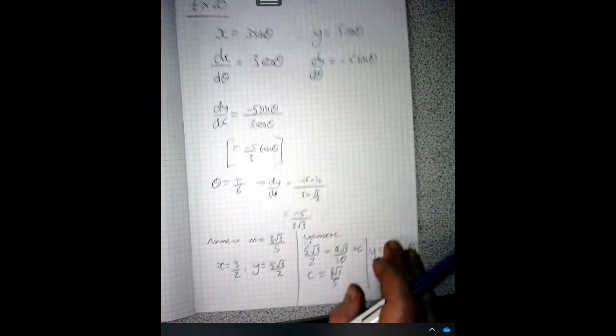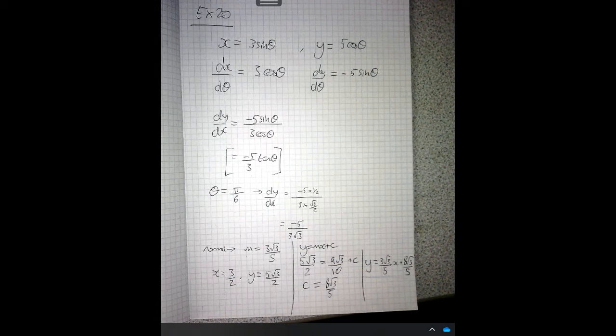Okay, so although we haven't done parametric equations yet, there's not a lot to do here. Differentiate them separately, divide one by the other. You may need the chain rule to differentiate, you may need the product rule, you may need the quotient rule.